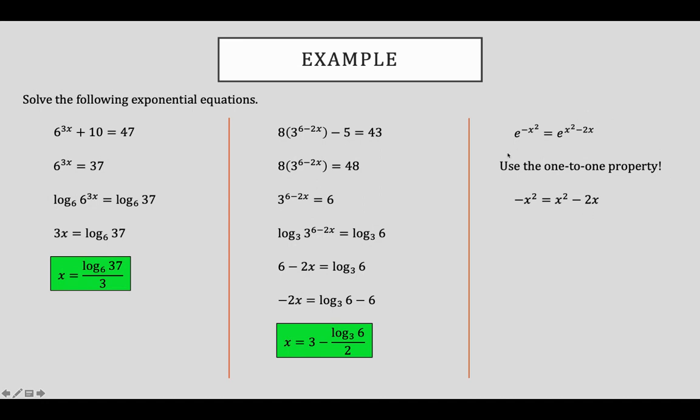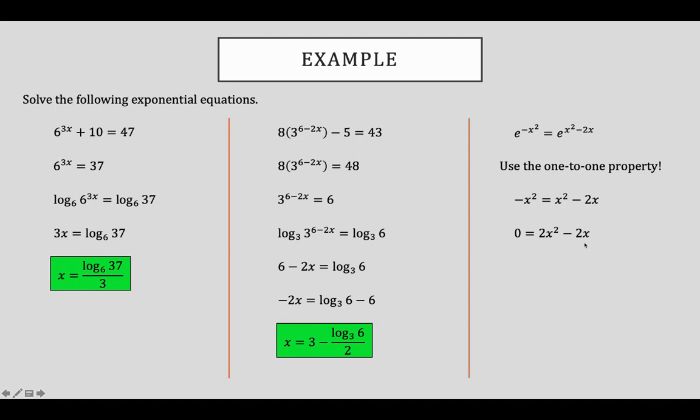Again, don't forget about the skills that we learned earlier on in the chapter. So, we just generated a quadratic equation. And as you guys all know, we solve quadratic equations by setting them to 0 and factoring. So, I can add x squared to both sides of the equation. That gives me 0 is equal to 2x squared minus 2x.